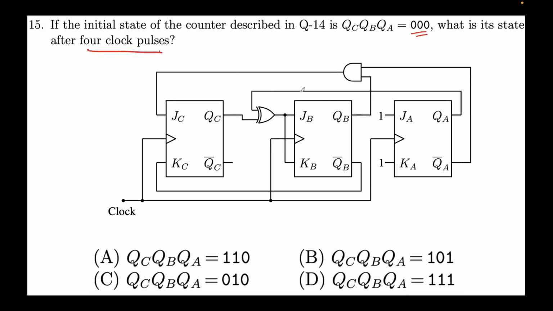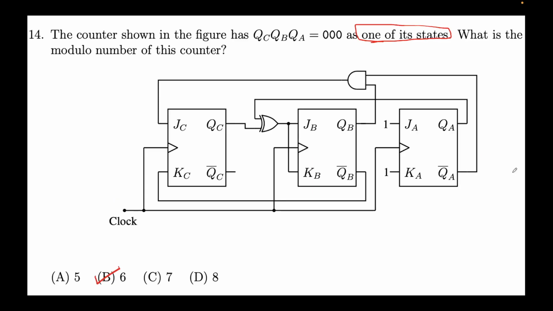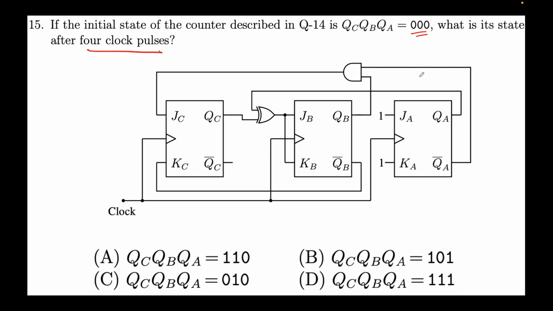Okay, so let's just look at this diagram. The initial state is 0 0 0. We want to find what is the state after 4 clock pulses. So first, second, third and fourth. After the 4th clock pulse the state is 1 1 0, which happens to be option A. So option A is the same as previously.